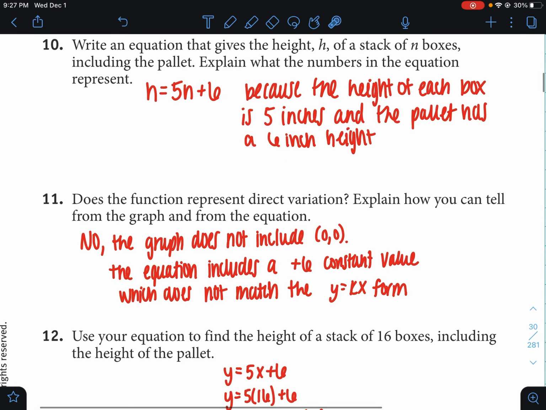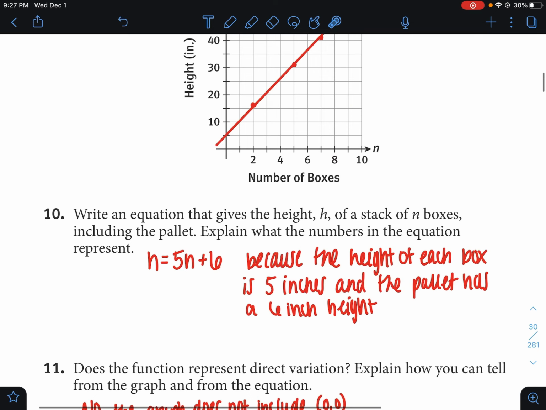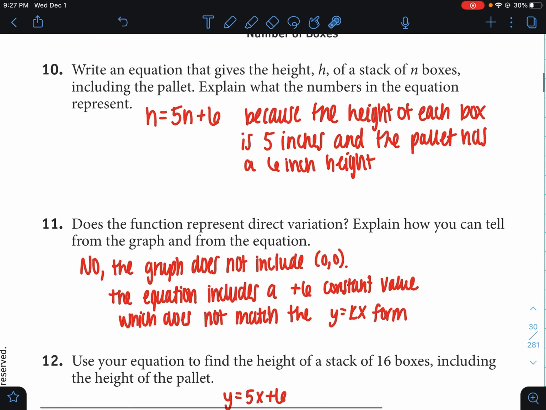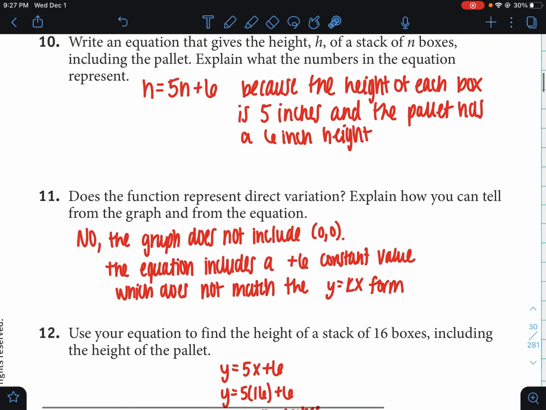In number 11, does the function represent a direct variation? If we look at the graph here, the answer is no, because it does not pass through the origin of 0, 0. Or if we look at this equation, it does not match our y equals kx form. This is actually y equals kx plus some constant. So no, it does not perfectly match, which means this is not a direct variation.